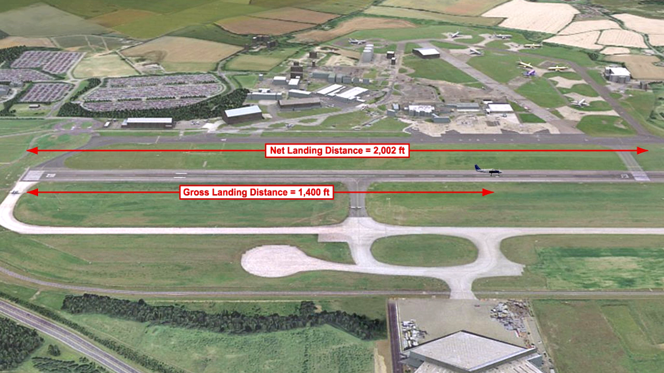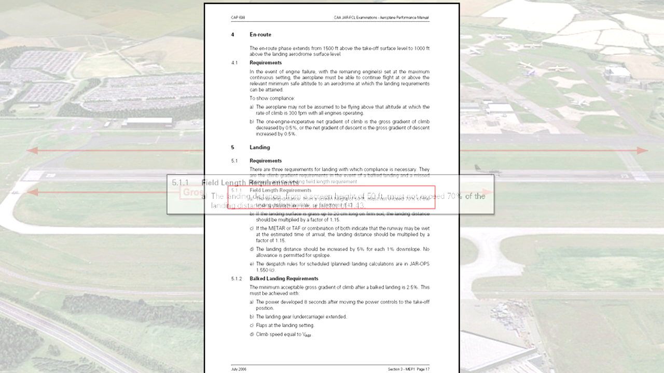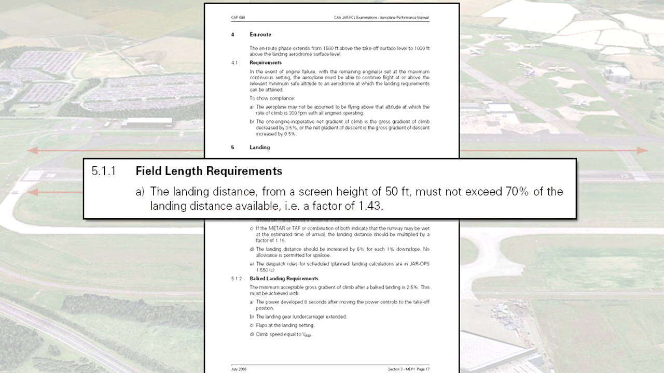The 70% landing regulation helps us to see the difference between net and gross performance. Here the gross performance is 1,400 feet, but the net performance, which is always worse than the gross performance and is the 1 in a million worst-case scenario, is 2,002 feet. The landing regulation we have just been discussing can be found in CAP 698, midway down page 17 of Section 3. The regulation states that the landing distance, from a screen height of 50 feet, must not exceed 70% of the landing distance available. If the aeroplane cannot come to a full stop within this length, then the landing distance must be reduced either by selecting a higher flap setting or simply by reducing the mass of the aeroplane.